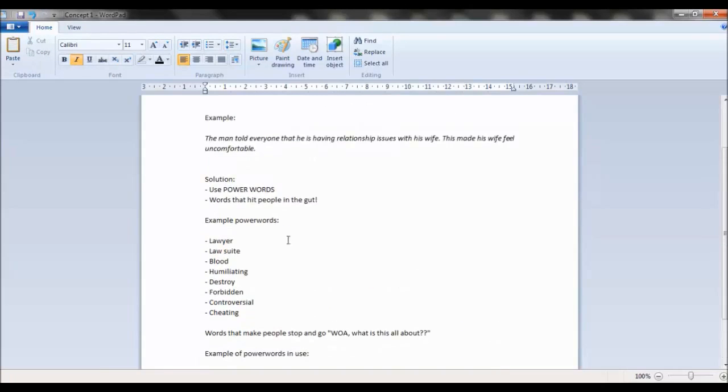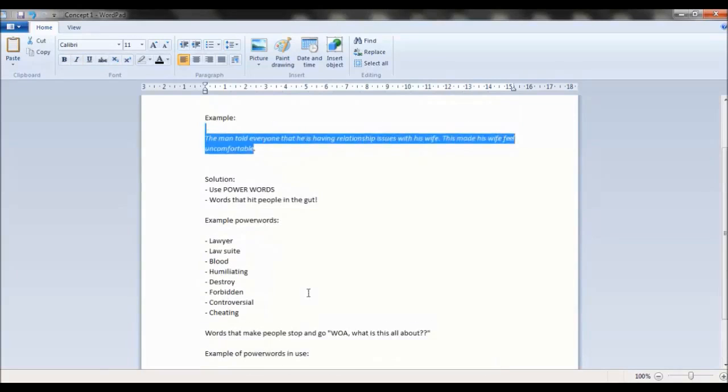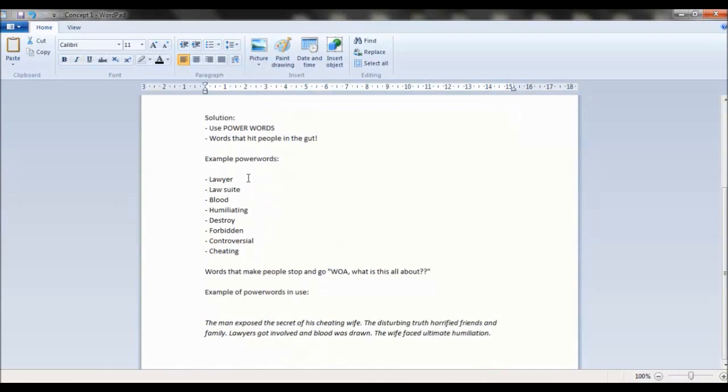So you can tell, in comparison to this, the man told everyone that he is having relationship issues with his wife. This made his wife feel uncomfortable. Big difference. I know it's a little bit longer, but with the power words inserted within this little example, you can tell it makes a huge difference.